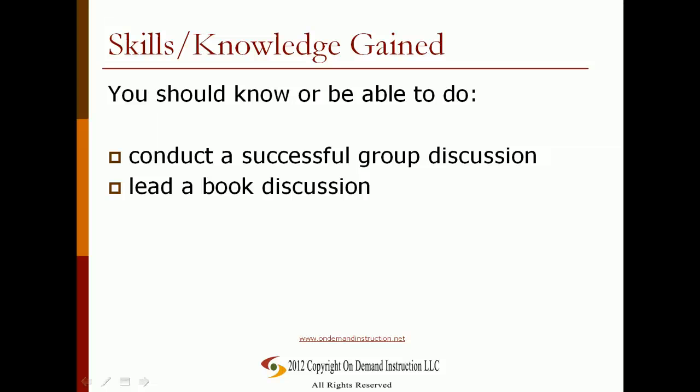By the end of this session, you should know or be able to do the following. Conduct a successful group discussion. Lead a book discussion. This information should help improve your speaking and listening skills.